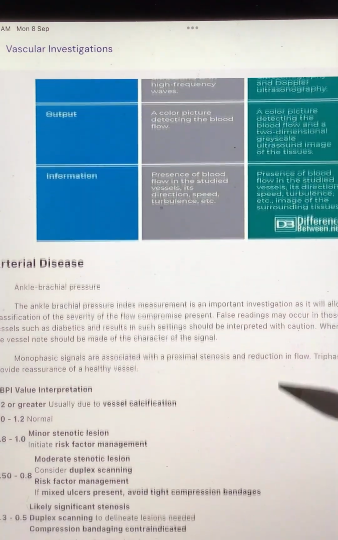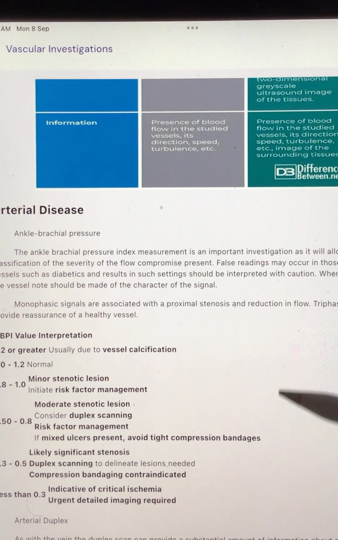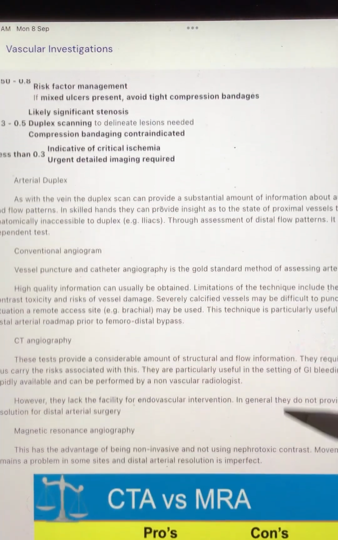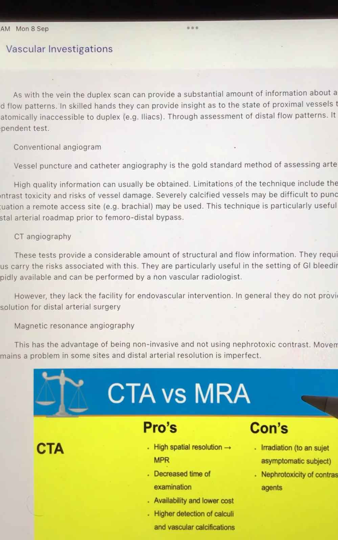Arterial disease: ankle brachial index, ankle brachial pressure measurements. ABI moderate; less than 0.3 is severe ischemia. Conventional angiogram, CT angiography versus magnetic resonance angiography. CT angiography is highly specific, progressive, with decreased time for examination, and availability at low cost. Cons are irradiation exposure and nephrotoxicity. MR angiography has high contrast resolution; ultrasound is less available, low time.